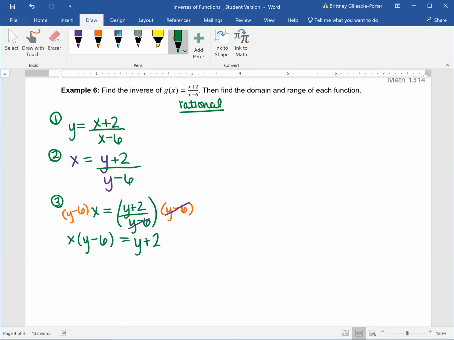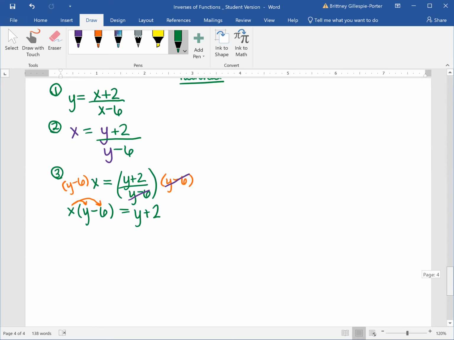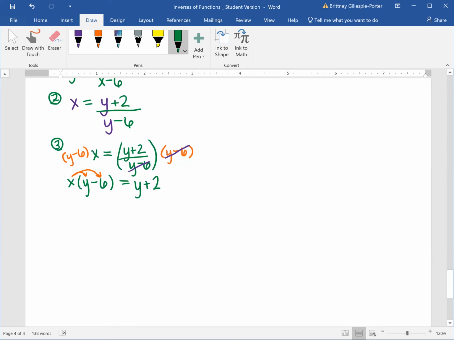Here, if you were to divide by x, you would just get yourself into a bigger mess, which is why on the last example, I said, let's just go ahead and distribute. That way we're not trying to scramble and figure out how is this equation different than our last one. Just go ahead and distribute your x. So we get xy minus 6x is equal to y plus 2.